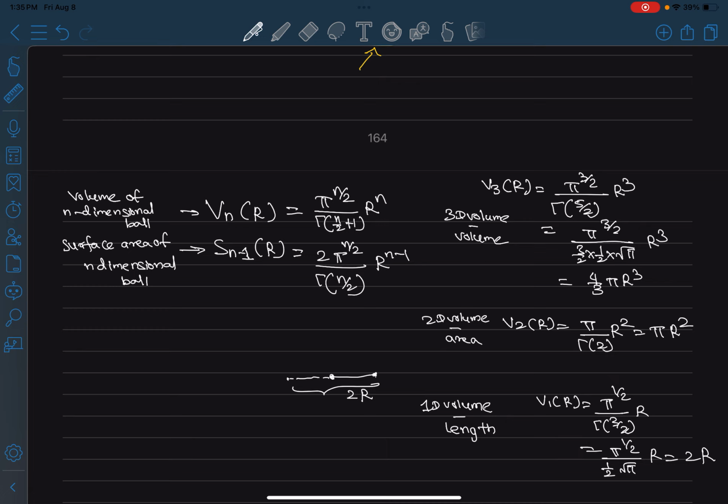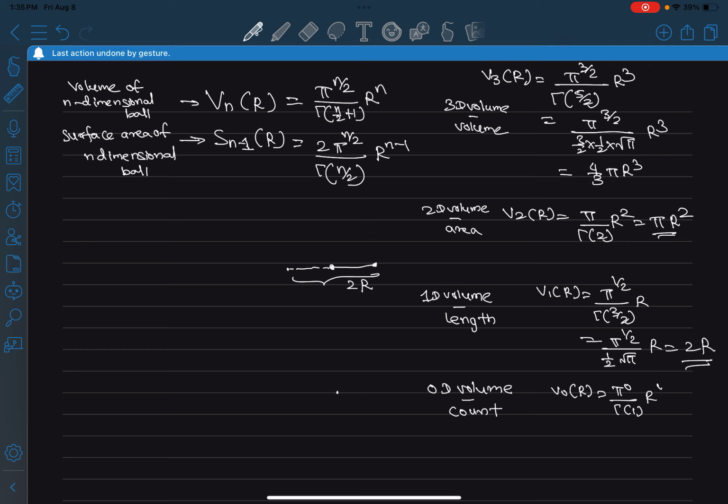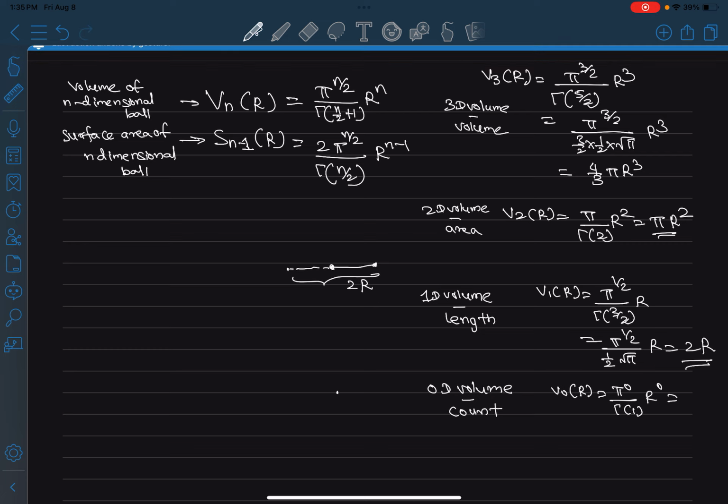And you can even check that for 0D. What do you think for 0 dimension? For me, it should be the count, right? The count of the number of points. So this length, when extended in 2D, becomes area. In 3D, that becomes volume. In 0D, that's the count of the number of points, and that should be just 1, because in 0D there's just 1 point. So 0D volume should be 1. And if you try to find that, it's pi to the power 0 by gamma of 1, times r to the power 0, and it has no units. So that's just 1, and that exactly works.